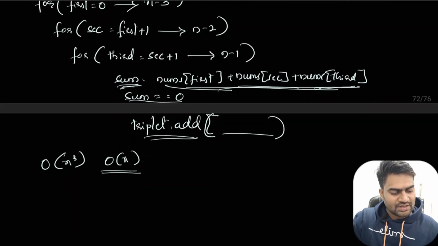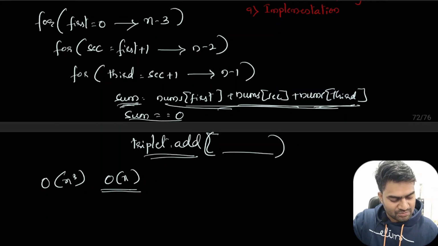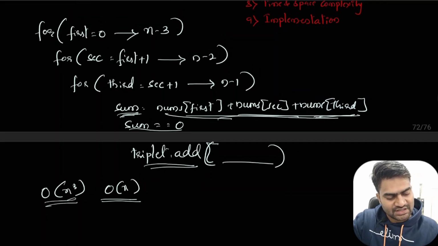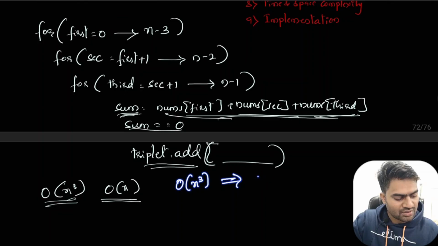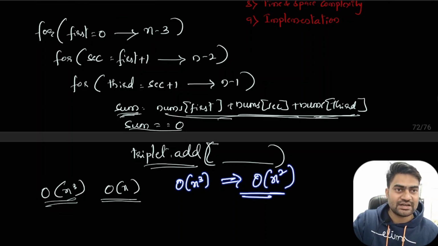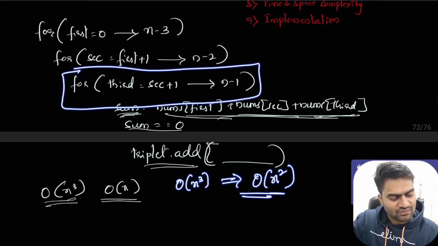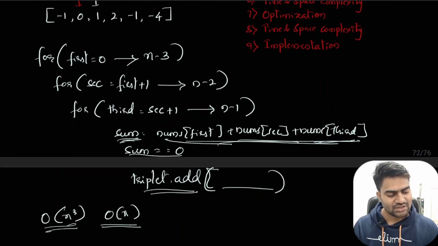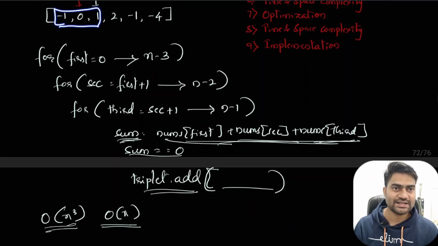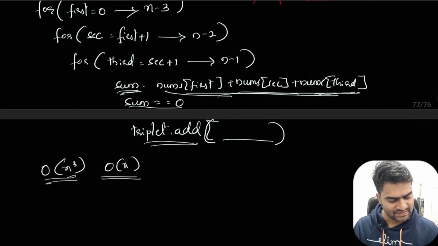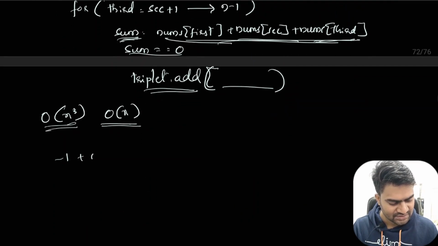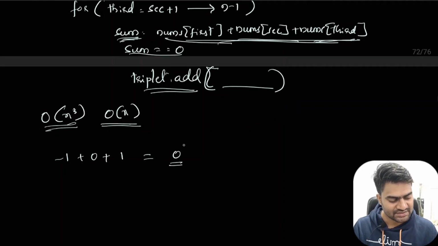So now we understood it takes order of n cube, correct, right? Why? Because we are using these three for loops here. So if I want to improve this, maybe from order of n cube to order of n square, then we should try to reduce any one for loop. So let us consider one combination of values which is -1, 0, 1. So I will take that value. -1 plus 0 plus 1 should give us the target which is 0. Correct, right? This is the target we are looking for.